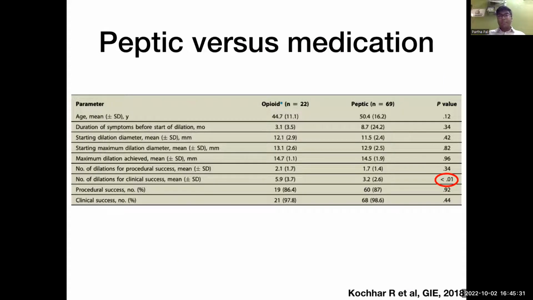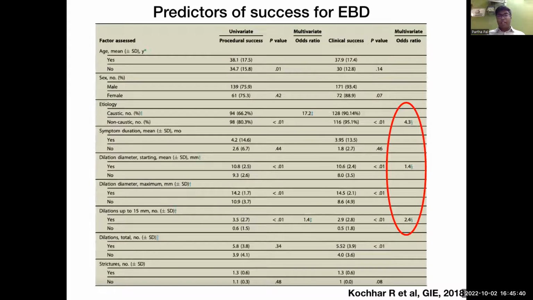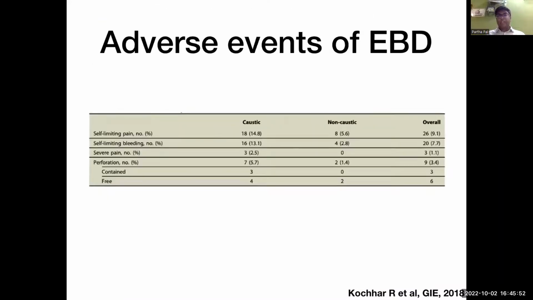Then peptic versus medication: medication induced are more likely to be refractory than peptic ones, and multiple strictures require more number of dilatations. And these are the factors: caustic etiology, initial dilatation diameter, and dilatation up to 15 mm. If it is not achieved, then the chance of recurrence is high, and recurrence and refractoriness are high. Adverse events like perforation can occur in up to 3.4% of cases, and it is higher with caustic etiology.